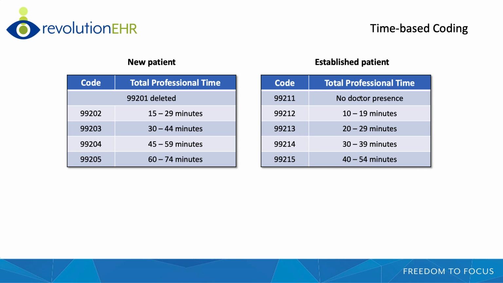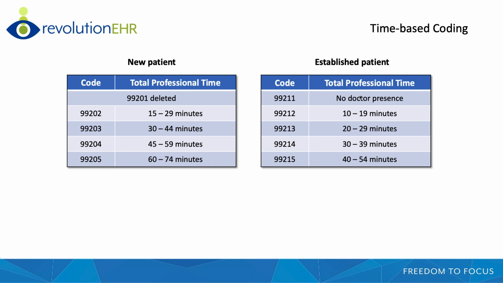As you move on to level 2, you'll see that there's a minimum time: 15 on the new patient side, 10 on the established patient side. Which begs the question, what if I provide a visit that utilizes 5 minutes of total professional time? What code do I use there? The answer is you wouldn't be able to code that visit based on time. You'd have to turn your attention to medical decision making if you're going to stick within the 99,000 code series, or you'd have to consider a general ophthalmological service, one of those 92,000 series codes.